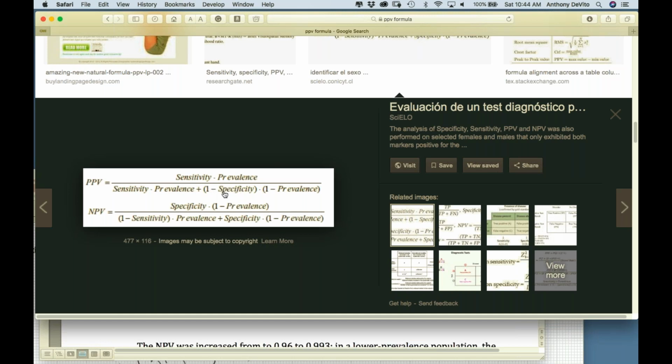So 1 minus that would be 0.1, times 1 minus the prevalence. Prevalence was 20%, so this would be 0.8. So you've got to do 0.1 times 0.8 and add that to the sensitivity times prevalence. That's the whole bottom of your equation. And this is the top part of your fraction. So if you resolve that, you'll get the same result as you got from that table.